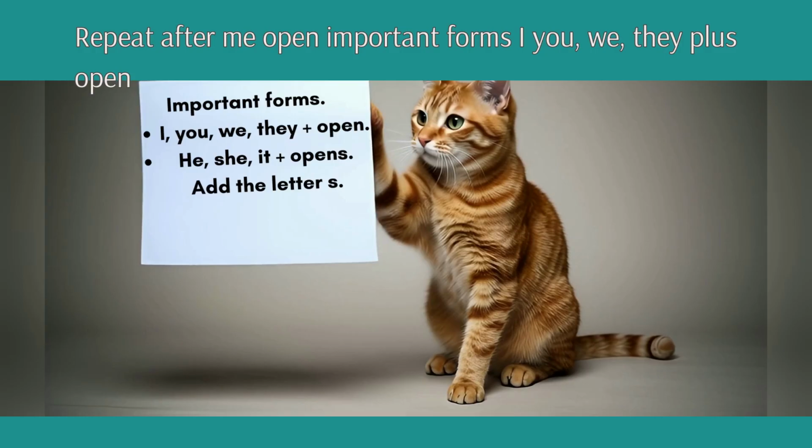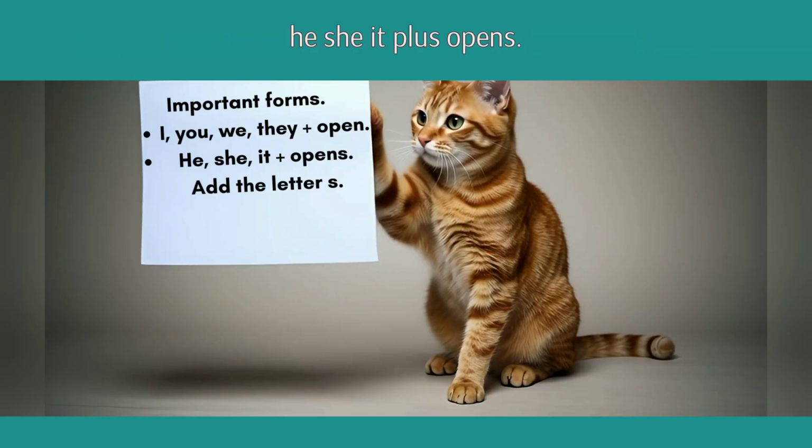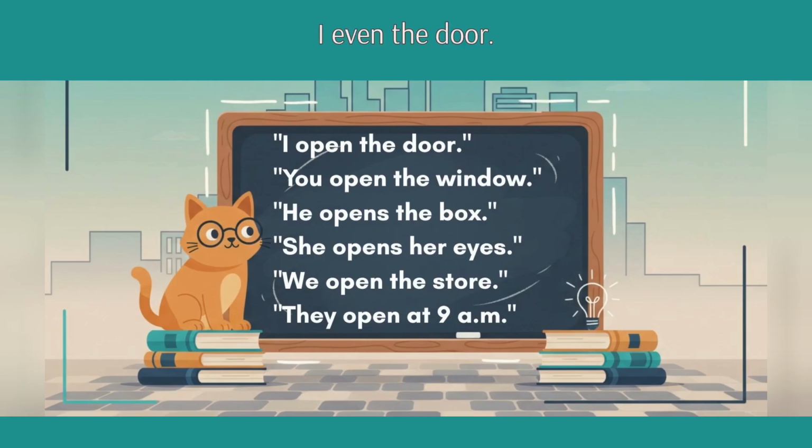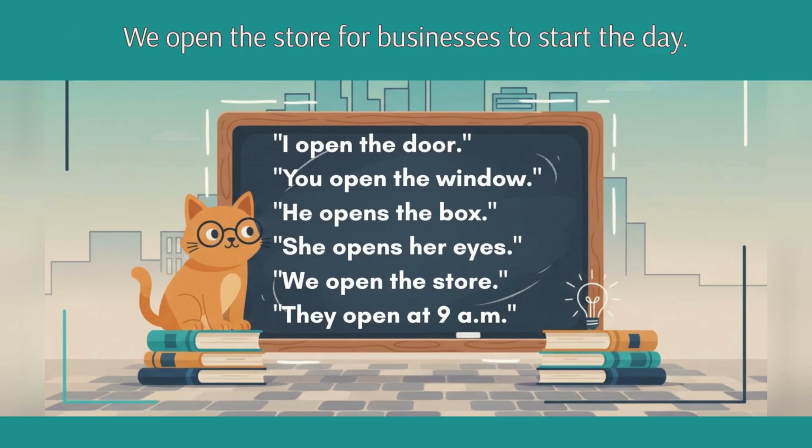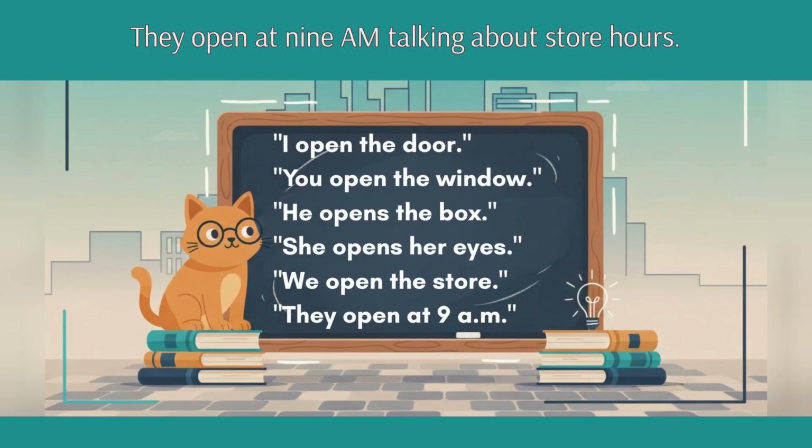Important forms. I, you, we, they, plus open. He, she, it, plus opens. Add the letter S. Examples. I open the door. You open the window. He opens the box. Notice, he opens. She opens her eyes. After sleeping, you open your eyes. We open the store. For businesses, to start the day, they open at 9 a.m.